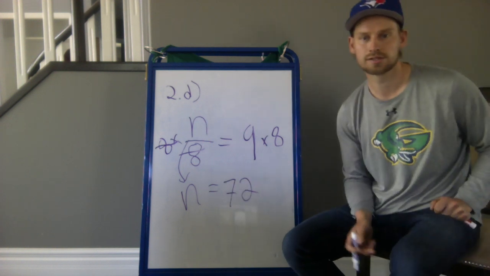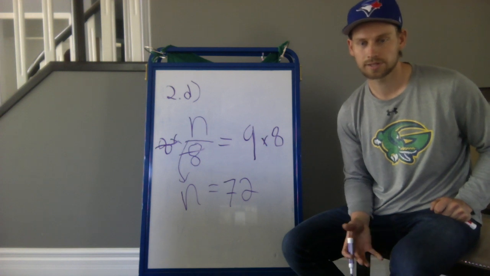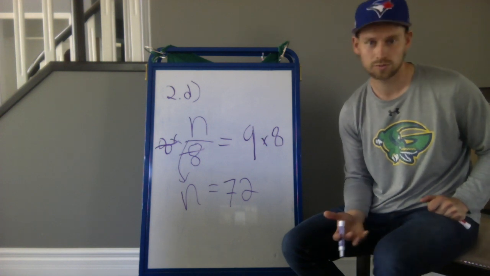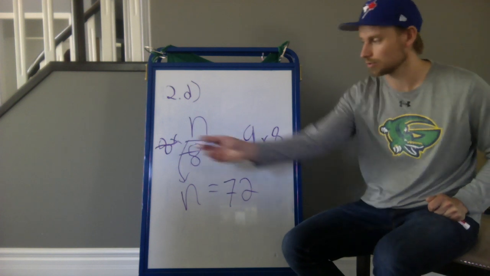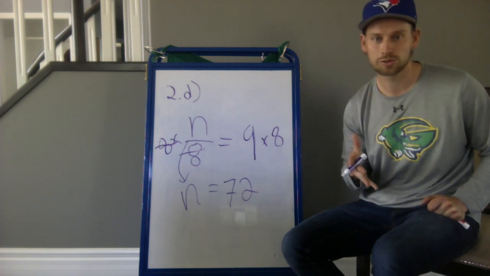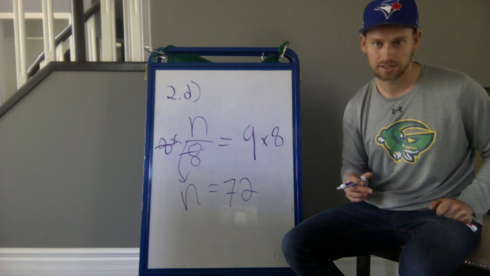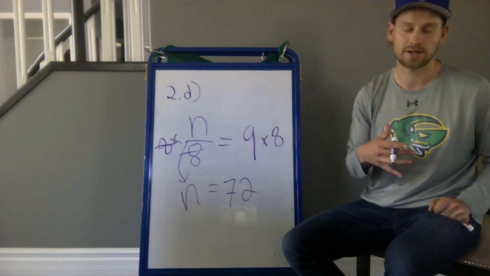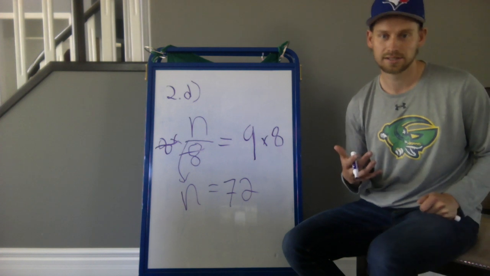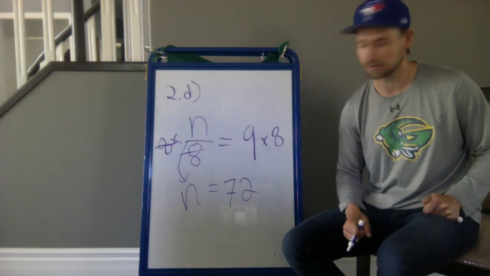n equals 72. Okay, so a fairly easy question once you know the steps to go through. So because I was dividing by 8, I used multiplying by 8 to cancel those two things out, and I'm left with n. Just like if it was adding 8, you'd use the opposite, subtract 8 to get rid of that 8. Hopefully that makes a little bit more sense now.